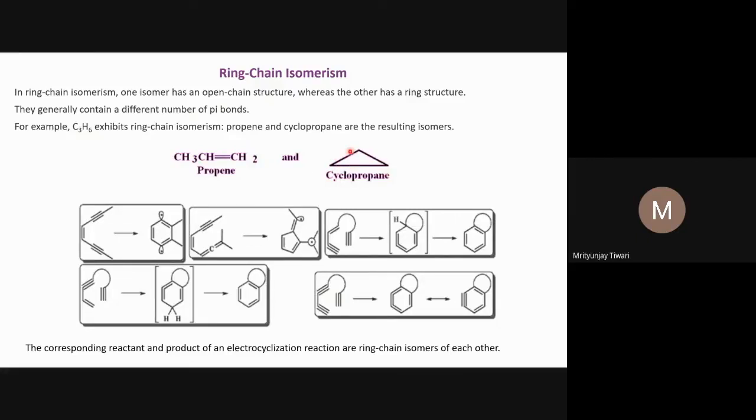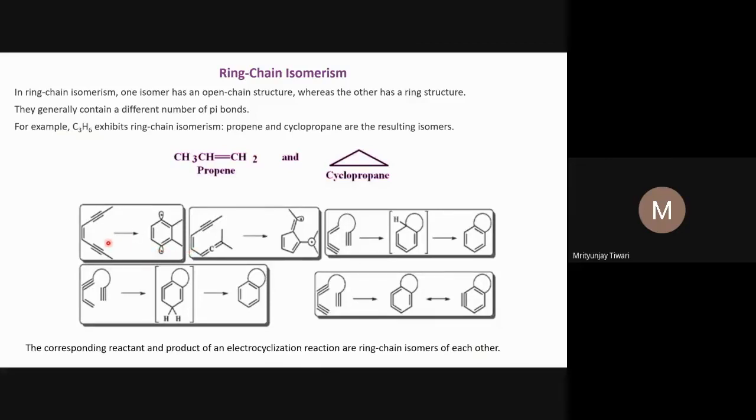So they can be considered structural isomers, and they generally contain a different number of pi bonds. You can see here that these two compounds, the ring chain isomers, contain different numbers of pi bonds. This compound does not contain any pi bond, but there is one pi bond in this compound. The corresponding reactant and product of an electrocyclization are ring chain isomers of each other, and because of the electrocyclization, the product and reactants in this case are ring chain isomers.